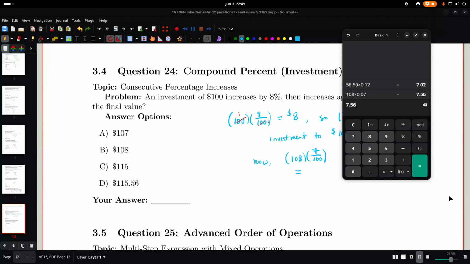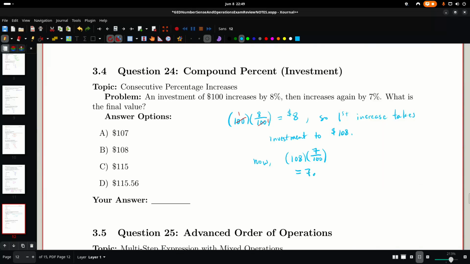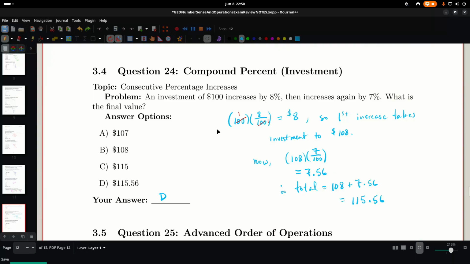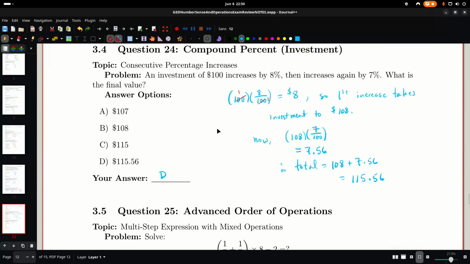$7.56. So therefore, the new total will be $108 plus $7.56, which gives us $115.56, which is option D. So there we go. There's the worth of our investment.